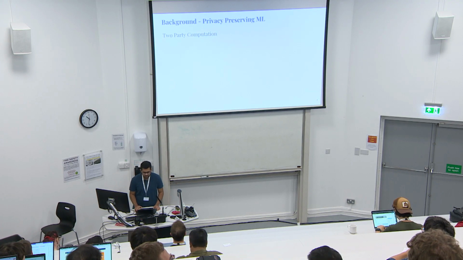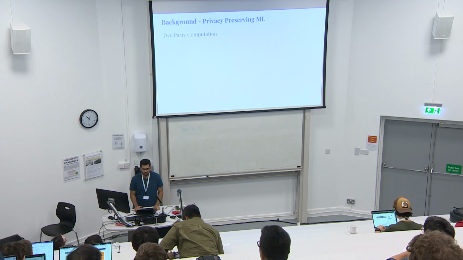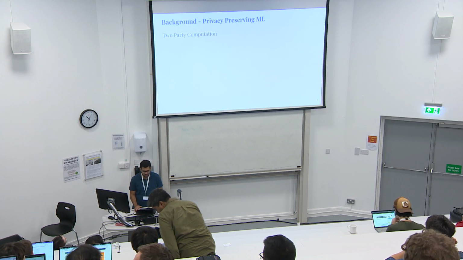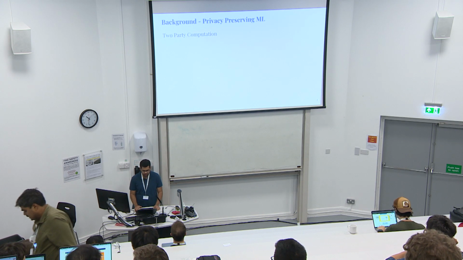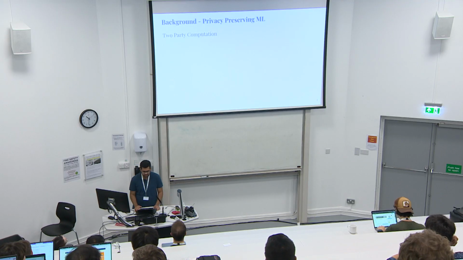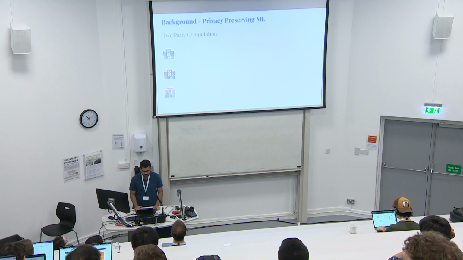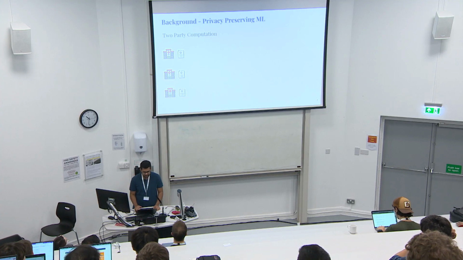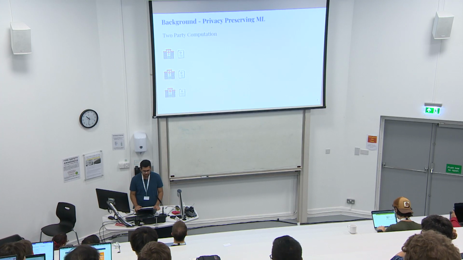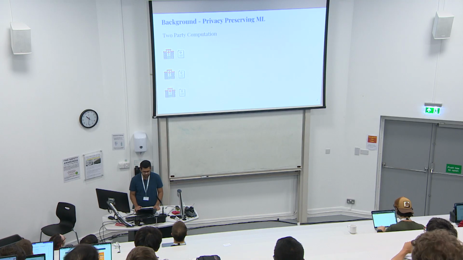So in this work, we'll be dealing with secure multi-party computation, in particular with two-party computation that can be used to train machine learning models. So let's quickly look at our setting. We have a number of different clients. Each will have their own data sets, and they want to train a joint machine learning model on their data set. However, they do not want to share this private data with each other.